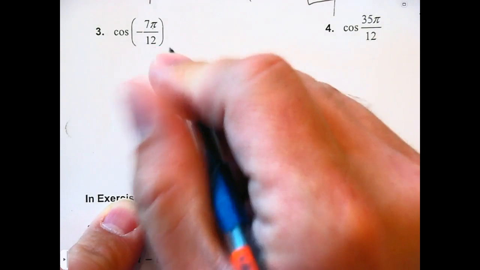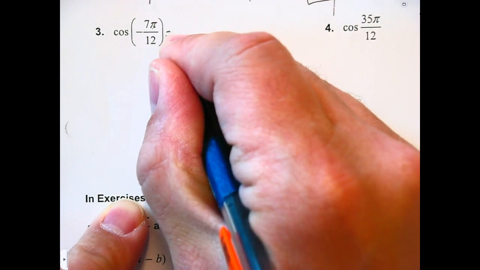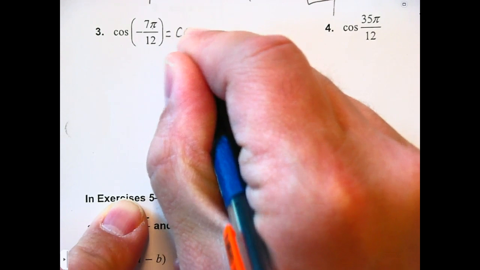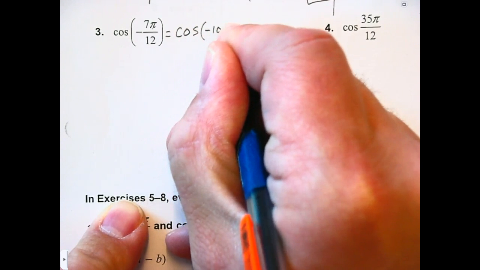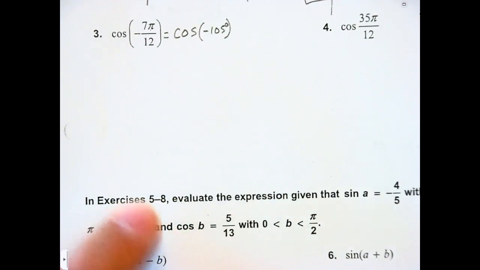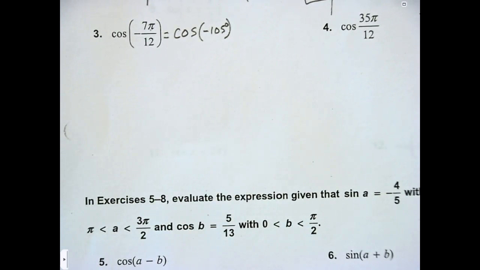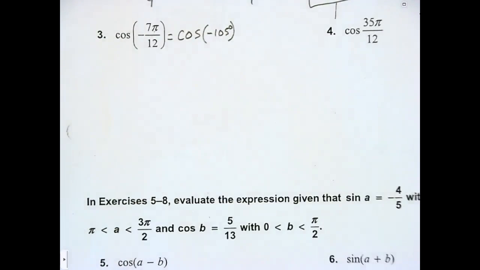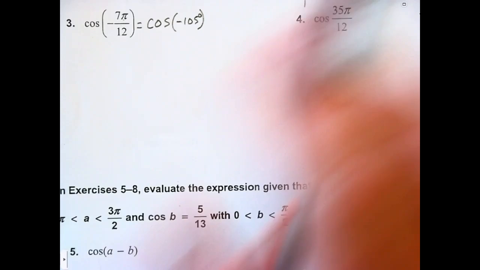Yes, 7 times 15 is 105. So this is the same thing as doing cosine of negative 105 degrees. Those are the same. Now, what that means is since I changed to degrees right there at the very end, since it started in radians, are we going to have to change back to radians? Yep. Can you change these things into radians? No. Oh, you tricked me. Yes, they're going to be the same thing.